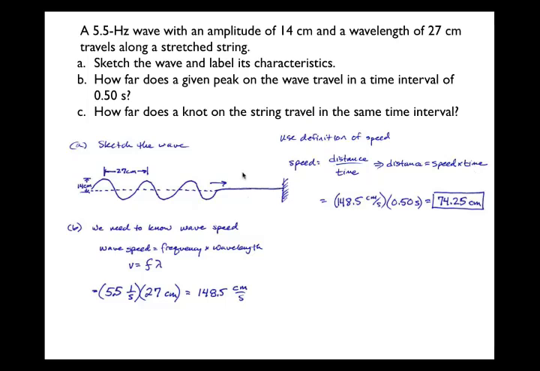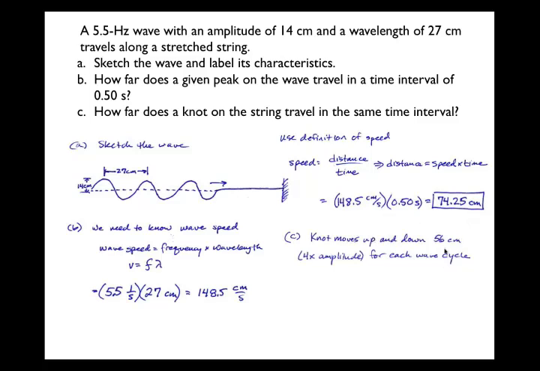How far does a knot on the string travel, though? Well, in order to deduce that, we have to realize that if you have a knot on the string, in one wave cycle, it travels up to the maximum displacement, back down to equilibrium, down to the minimum position, back up to equilibrium. So during one wave cycle, a knot on the string travels a distance of 4 times the amplitude. And so we're going to use that fact.